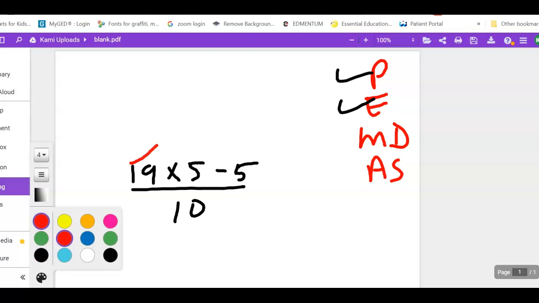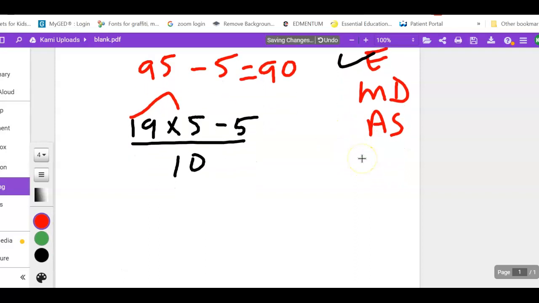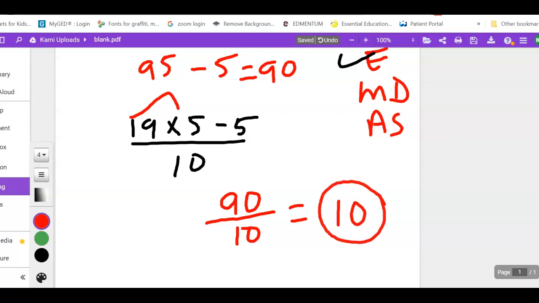So I see this as 19 times 5. So if I do my 19 times 5, that's going to give me 95. Bring the rest, I have 95 minus 5, right? That gives me 90, doesn't it? So that top half equals 90. So now I look like this. Now, doesn't that make it easier to divide? I hope you're saying yes, it does, because I agree along with you. Because now we just have 90 divided by 10. 10 will go into 90 10 times, leaving me my final answer as 10.